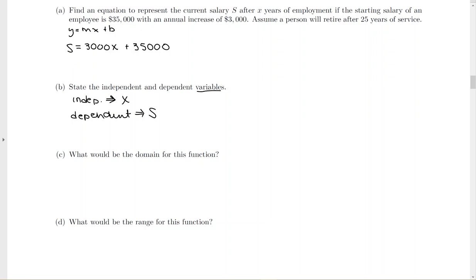What would the domain for this function be? Think about domain as your X values in this case. What's the smallest number for X and what's the biggest number for X? Remember, X represented the number of years of employment, so we can't have a negative number of years. Our initial number of years will start with 0. You walk in the door, you're going to be offered $35,000. And then you're going to retire at 25 years of service. So that's your ending year, 25.